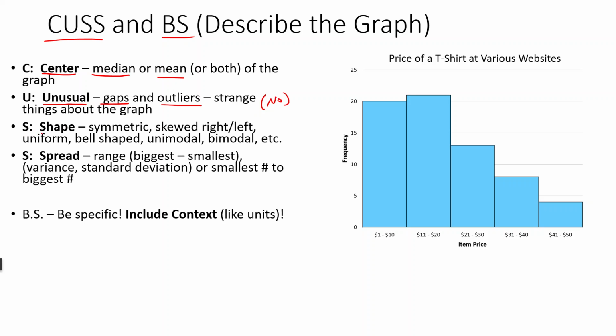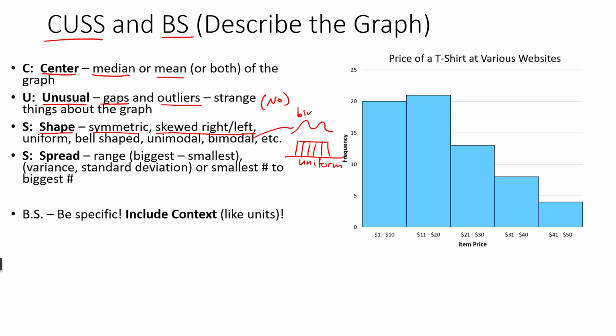Shape, S. Is it symmetric? Is it skewed right or left? Is there one mode? In other words, is there one highest point? Are there two modes? Are there two bumps? So bimodal will be a bump and then another bump like that. Is it a bell curve? We can talk about that later. Uniform means it's flat all the way across, basically, like that. A bunch of different bars, but they're all about the same size.